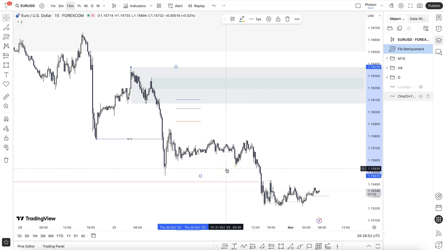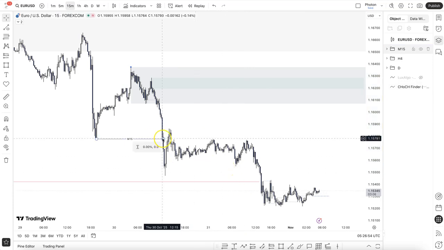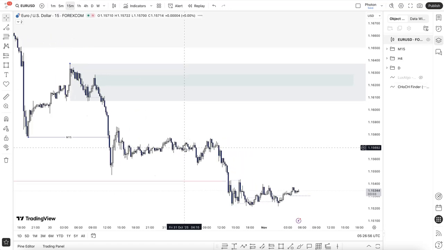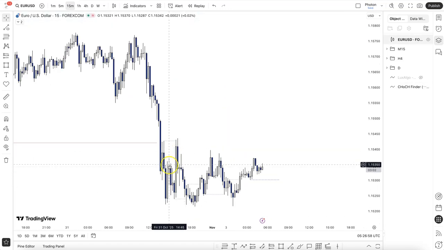Now, for me, we know that we've had a break of structure. When do we know that the pullback has started? Well, as a bare minimum, we'd like to see a change of character. And after a change of character, an internal break of structure. Well, that hasn't really happened.